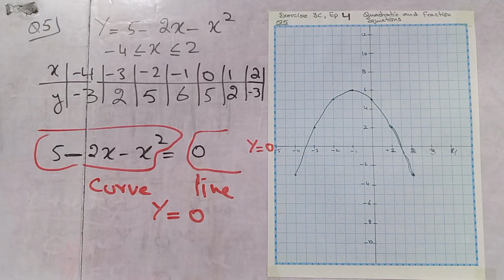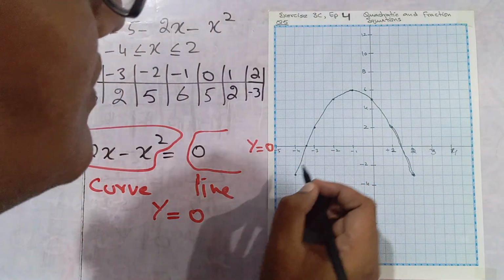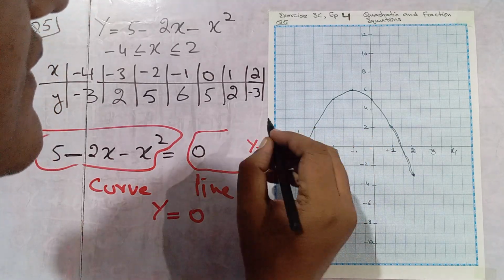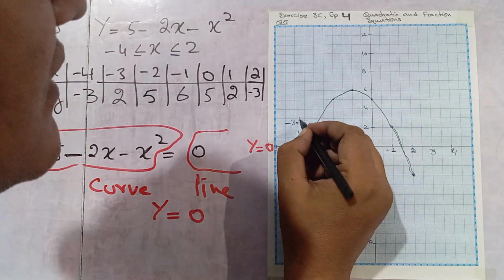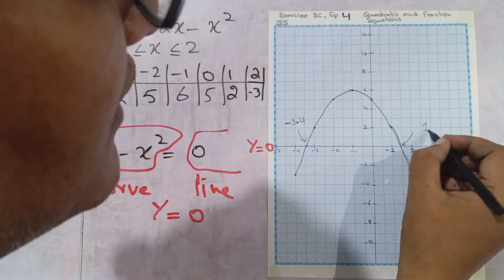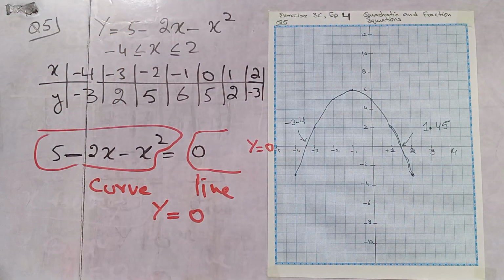So I have to estimate the values here. This value here is something like minus 3.4, I think. And what is the value here? This is 1.45. So I think these are the answers, approximately. Okay, let us check from the book what the book says.